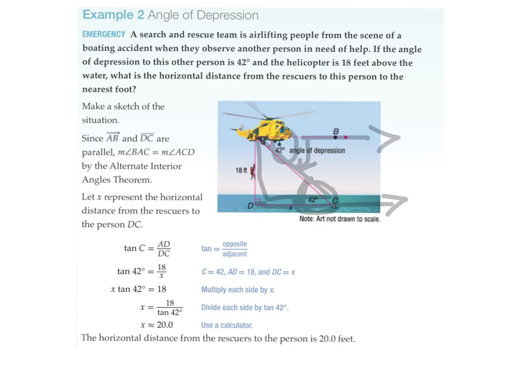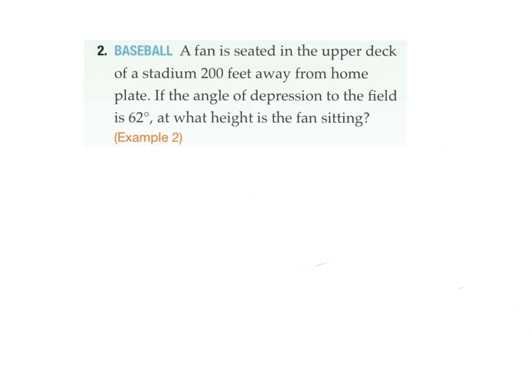Again, you've got your target angle, 42. The diver is at 18 feet, that's the opposite, and it's asking you to find DC, so therefore you've got the adjacent. So again, it's a tan question. First and foremost, find out which one it is. Okay, so here's question number 2. A fan is seated in the upper deck of a stadium 200 feet away from the home plate. If the angle of depression to the field is 62, what is the height of the fan?